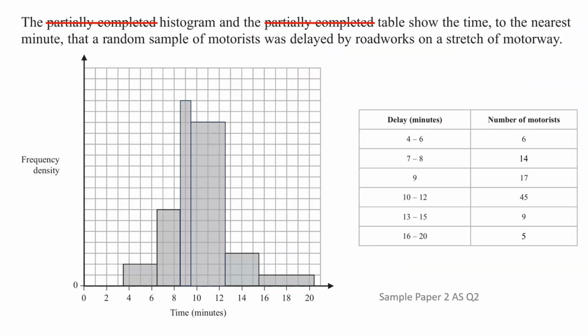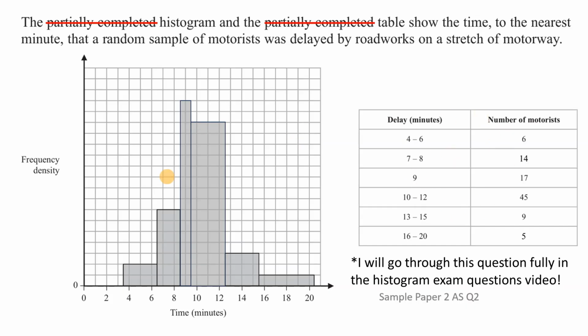Okay, I just want to mention one final thing in this video that comes up quite a lot in exam questions, and I think this exam question here, this is sample paper 2, question 2 in the AS course, shows it quite well. So in this question, we're told the partially completed histogram and the partially completed table. Now, part of this question is to actually complete the histogram and to complete the table. For the purposes of this video, I've done it for you.